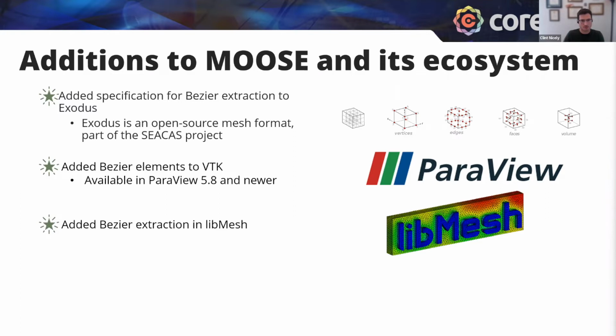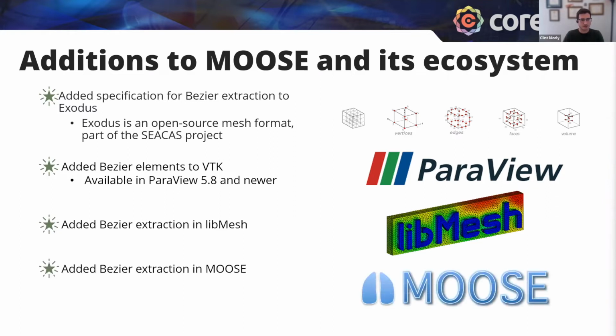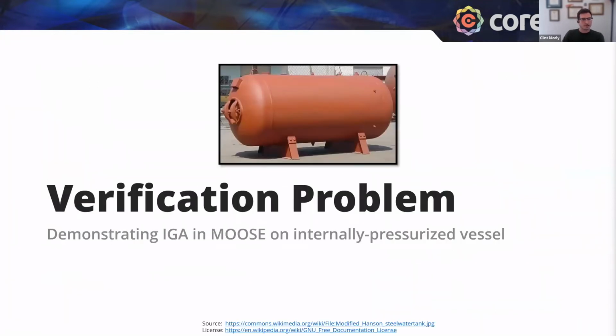So these are all the building blocks that we need to get to the point where we can have isogeometric analysis and the Bezier extraction in Moose. All these things were part of our efforts to bring you isogeometric analysis. So we've spent a lot of time on building isogeometric analysis. Now let's get to the basis of why you're here. You're here to learn about what IGA does in Moose, how it performs, and to get your hands on it.